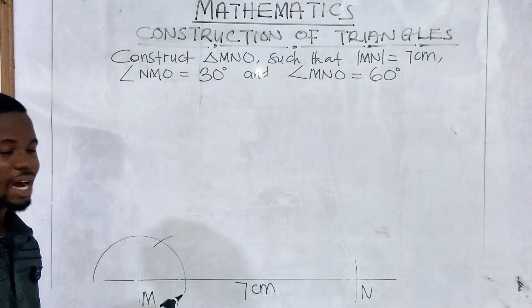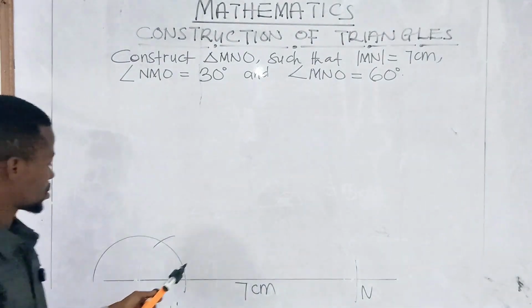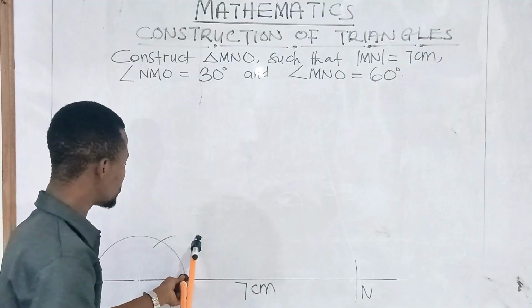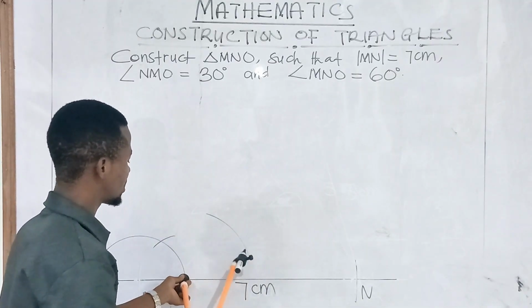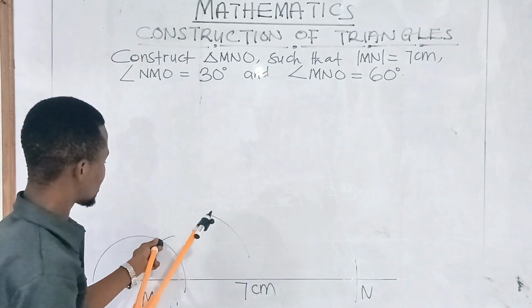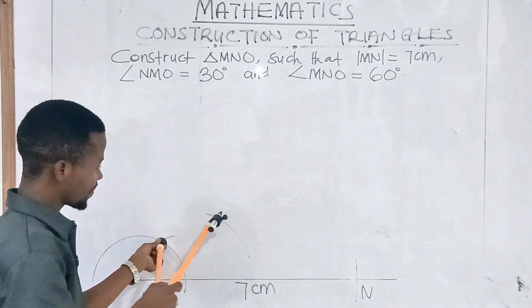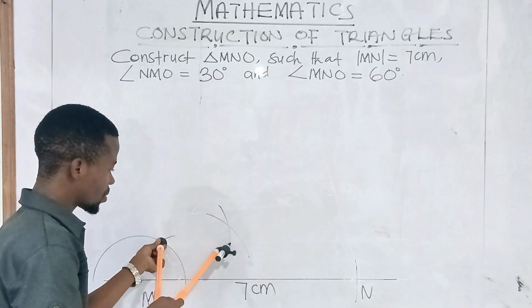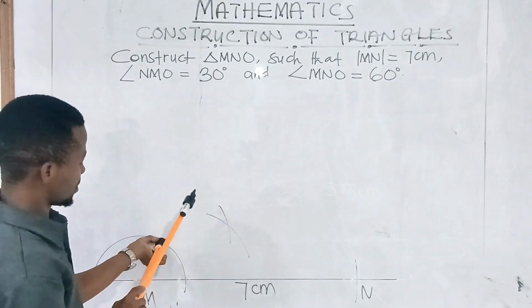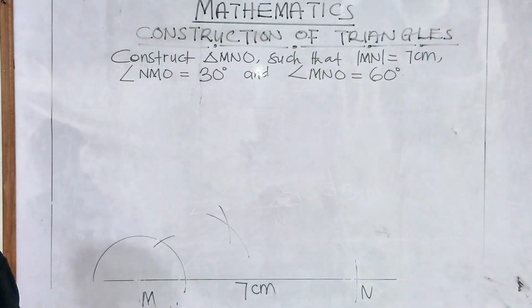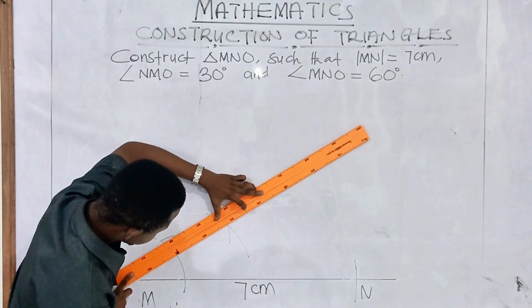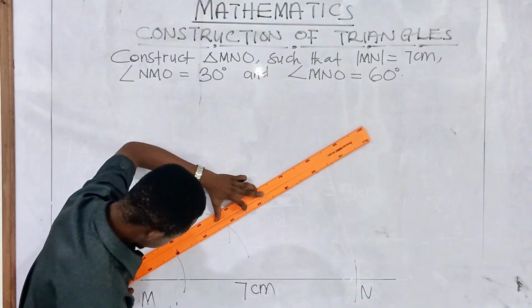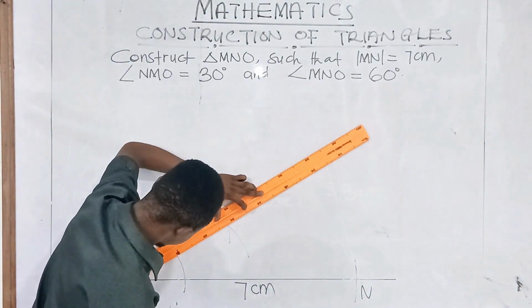This means that I have to divide it into two. So I'll stand here, open to a reasonable radius. I'll strike an arc. Then I'll stand here and make an arc to cross the first one. That is my 30 degrees. So I'll draw from M to pass through the intersection of the two arcs I just constructed.